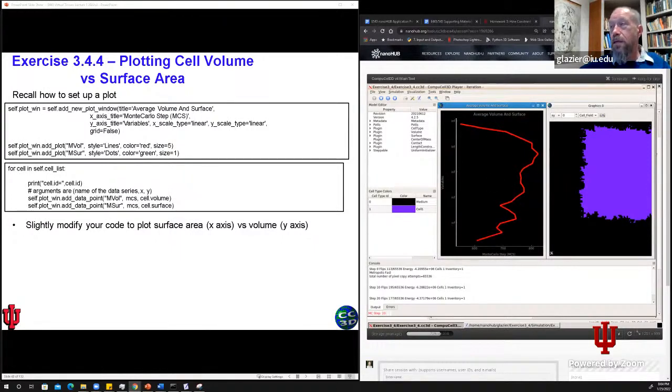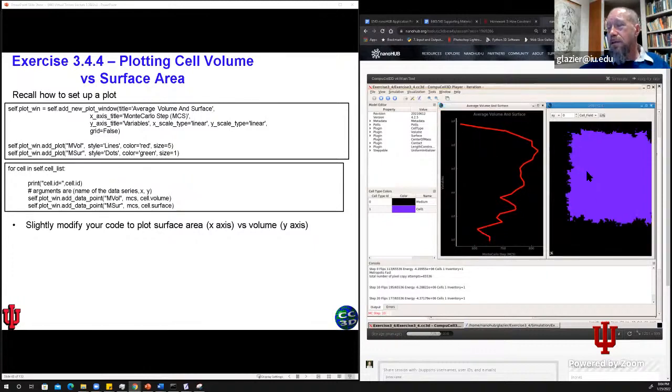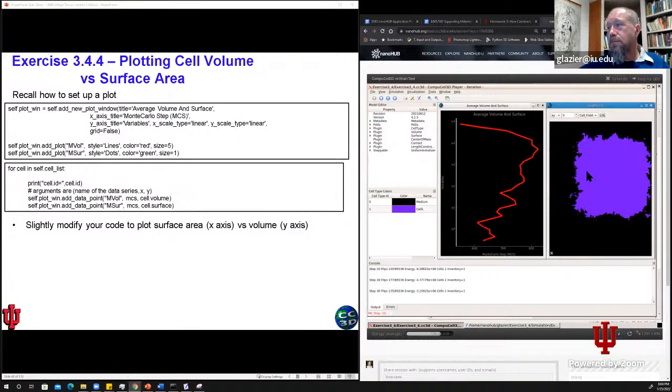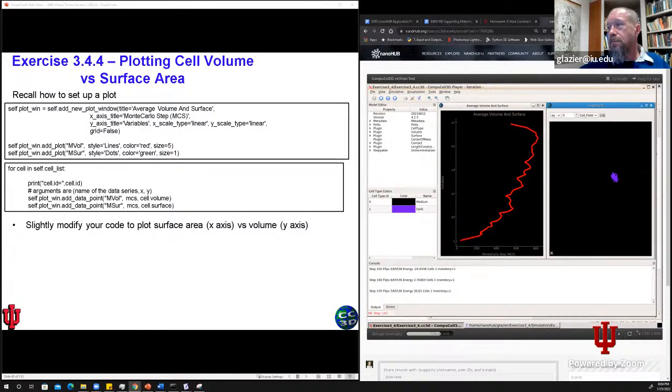And so now I can see the trajectory. I'm not exactly sure why it's gotten so slow here. There we go. And I can see the trajectory. The cell surface area went up. The volume has been decreasing. And so this is now the trajectory of that cell in volume versus surface area space. Okay.